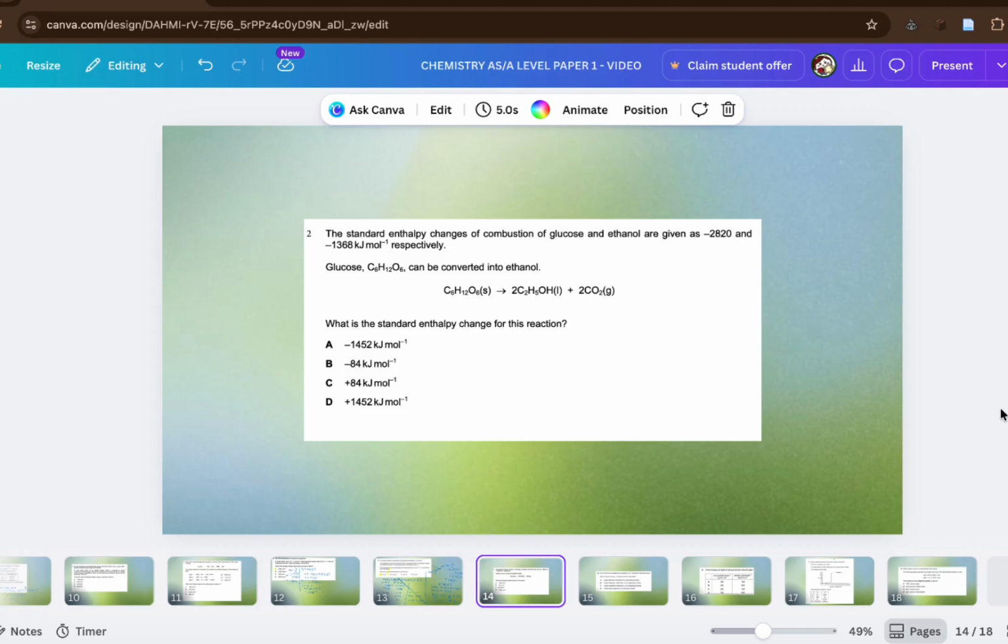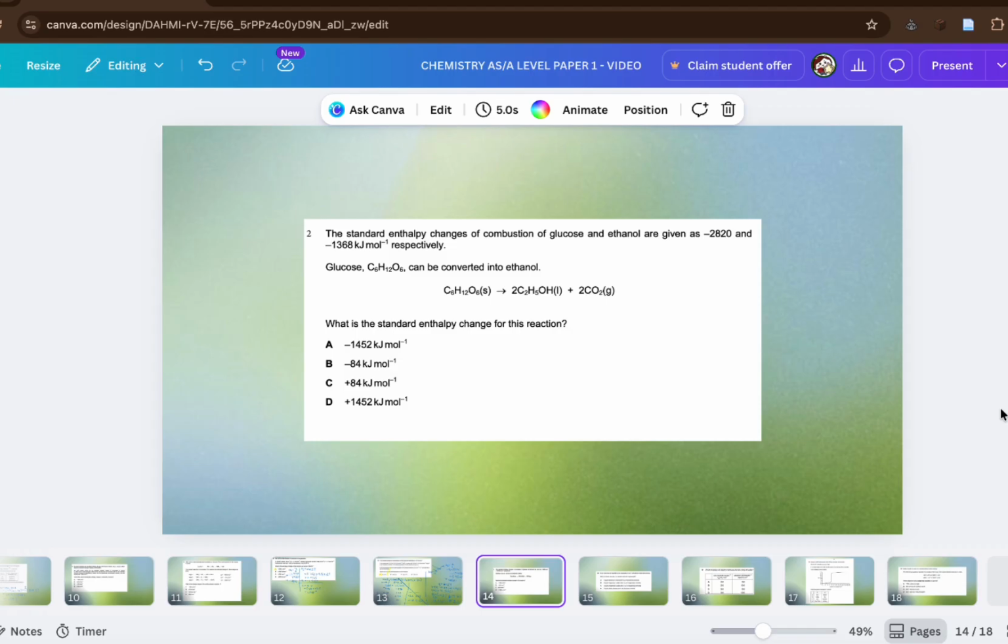We will move on to the next question, which is about another enthalpy change question here. The standard enthalpy changes of combustion of glucose and ethanol are given as negative 2,820 and negative 1,368 kilojoule per mole respectively. Glucose can be converted into ethanol. What is the standard enthalpy change for this reaction?